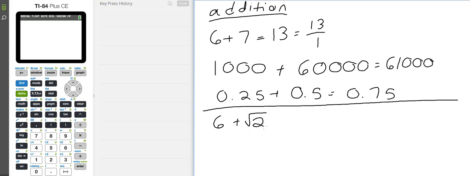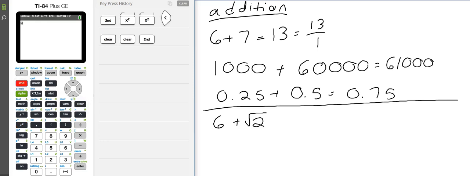So now how do you know that the square root of 2 is an irrational number? You can try it on your calculator. Second, the x squared button, which has a little square root symbol on top, square root of 2. Oh, whoops, not that. We don't want to do that. Let's clear this and start over. Second square root of 2. 1.4142135562. Let's see if we can write this as a fraction.